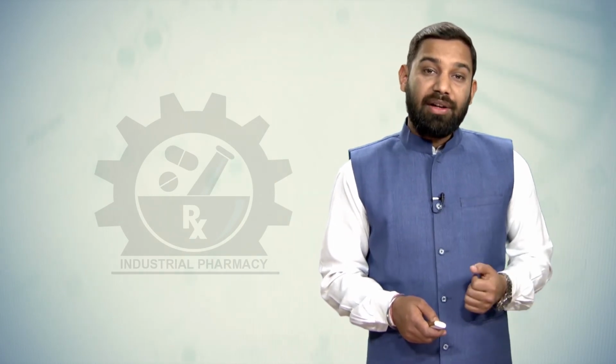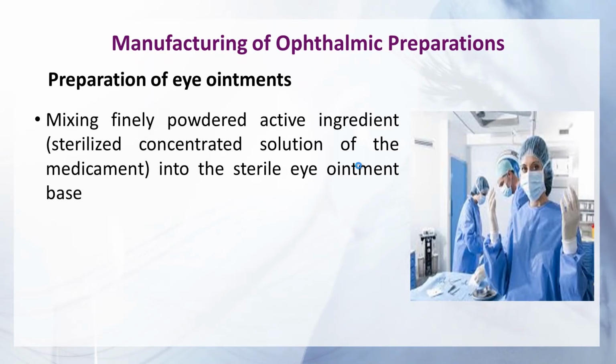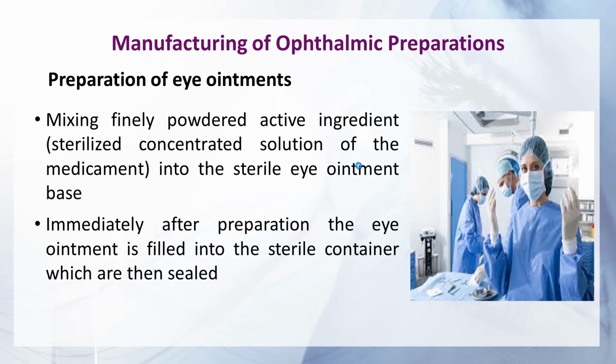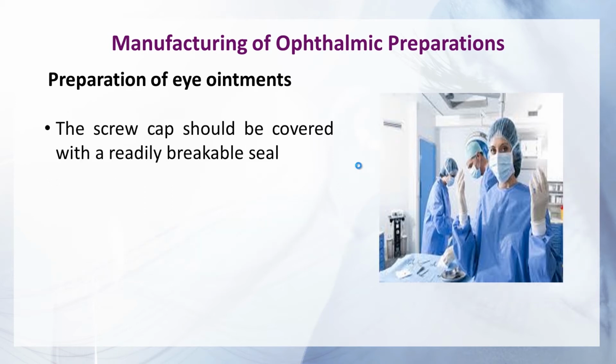Now, how do we prepare eye ointments? First, we prepare the base using aseptic techniques to incorporate the finely powdered active ingredient or a sterilized concentrated solution of the medicament into the sterile eye ointment base. Immediately after preparation, the eye ointment is to be filled into sterile containers, which are then sealed. The screw cap should be covered with a readily breakable seal.